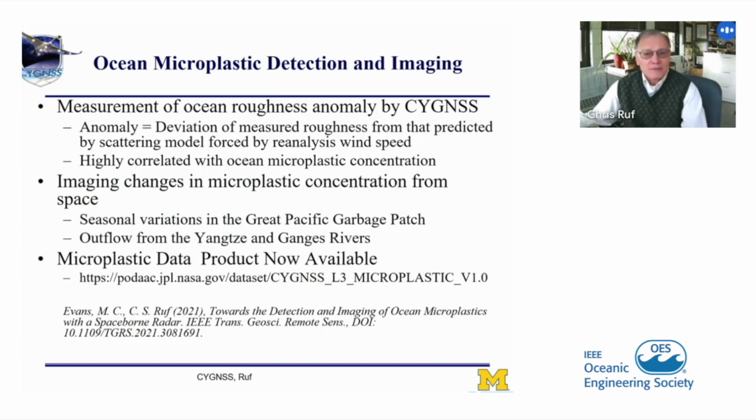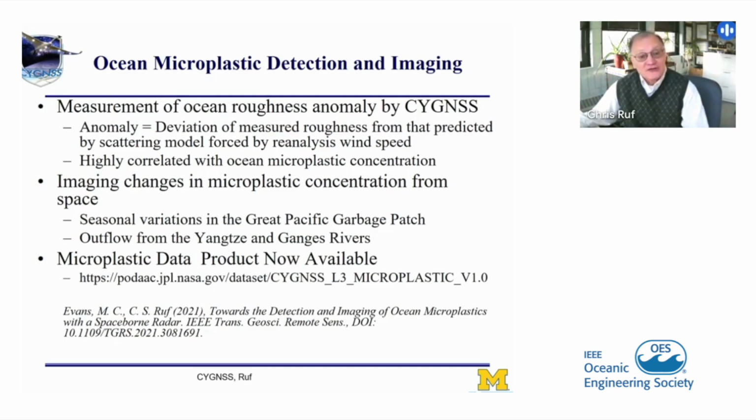We calculate what the roughness should be for that wind speed, and then we make a measurement of the roughness with Cygnus, and we look at the difference between those, and we call that the roughness anomaly, or the mean square slope anomaly. A mean square slope is a statistical measure of the roughness. So it's how much more or less rough the ocean actually is than it should be given the wind speed at that time.